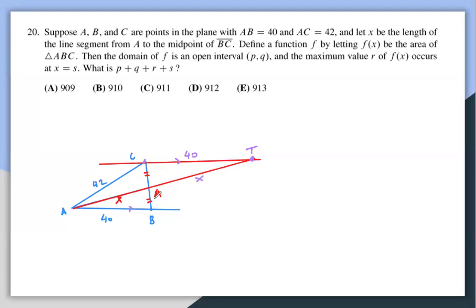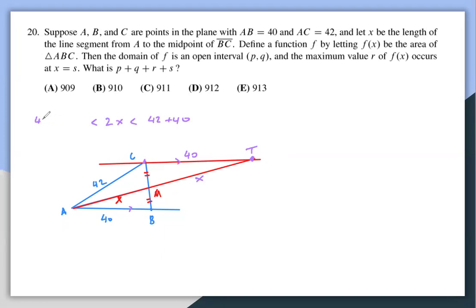So now we can write the triangle inequality in ACT. The 2X is one side, so this has to be in between the sum of the other two sides and the difference of the other two sides. So we are going to say 42 plus 40, and then 42 minus 40.